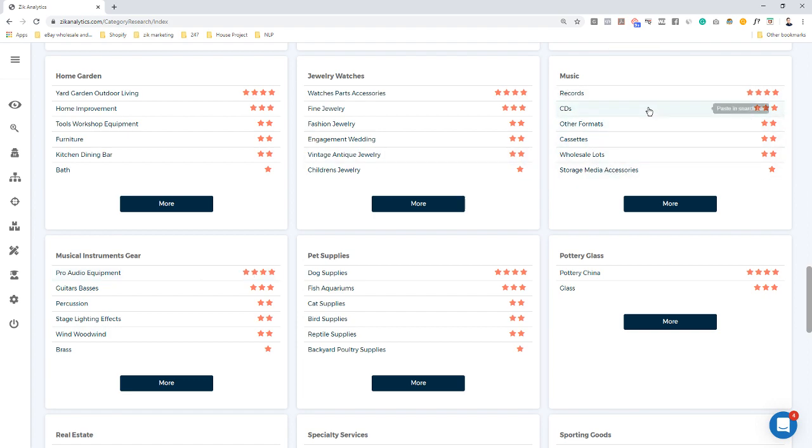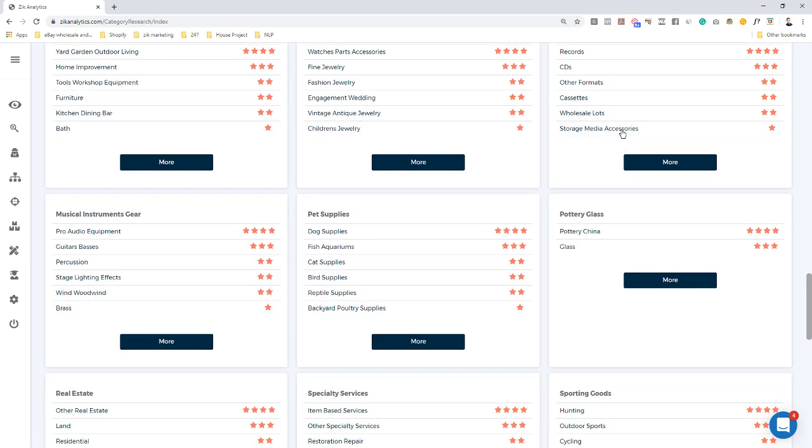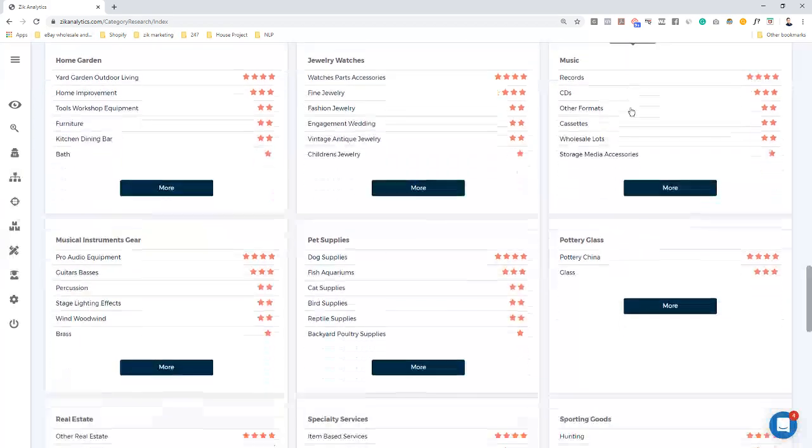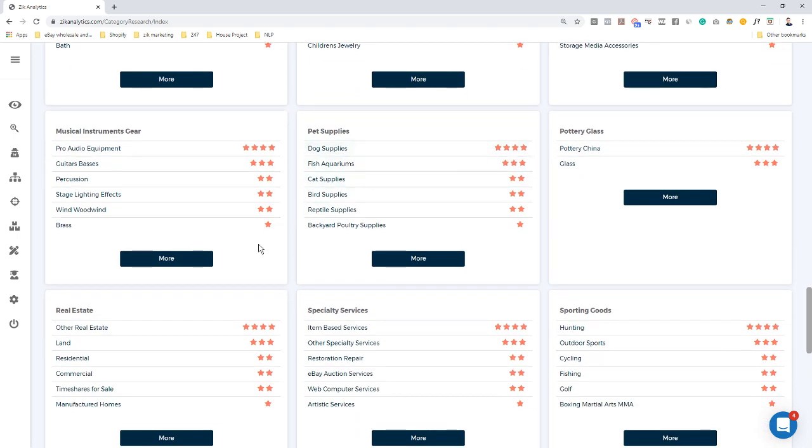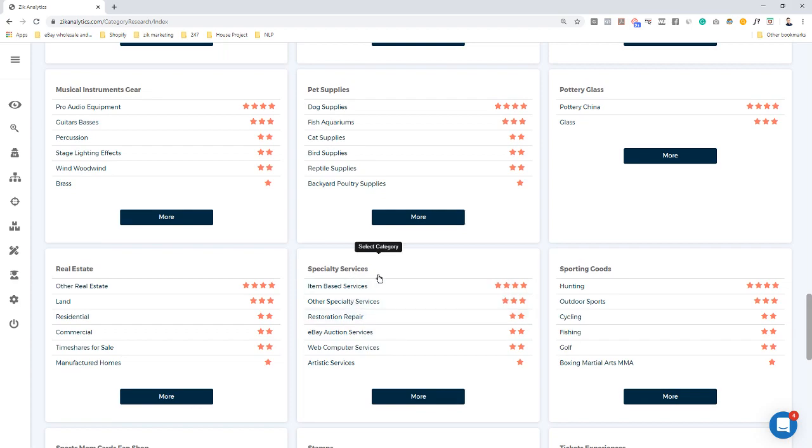Music, records, CDs, ignore this. Don't use, nothing too much to do here. Only if you really have a specific source of products, but for dropshipping it's not really useful. Real estate, ignore. Specialty services, not for us. Sporting goods, very good category. A lot of opportunities under sporting goods, like hunting, outdoor sports, cycling, fishing.